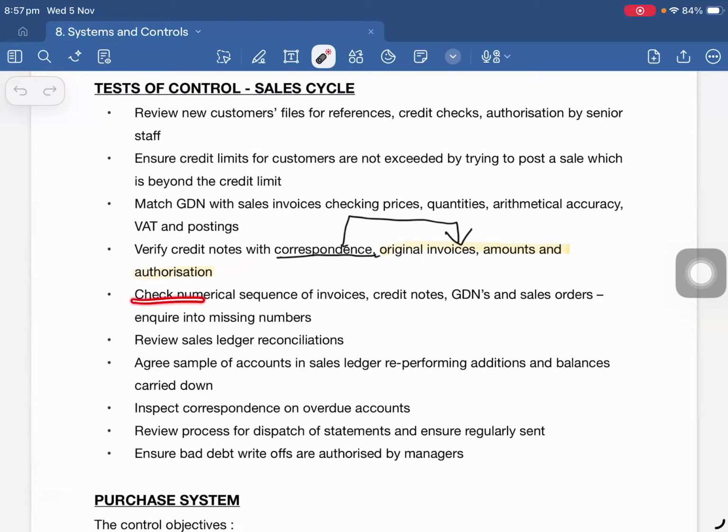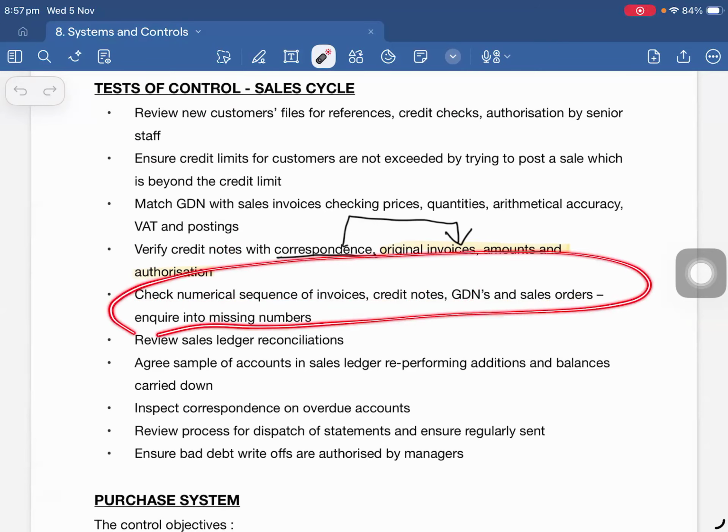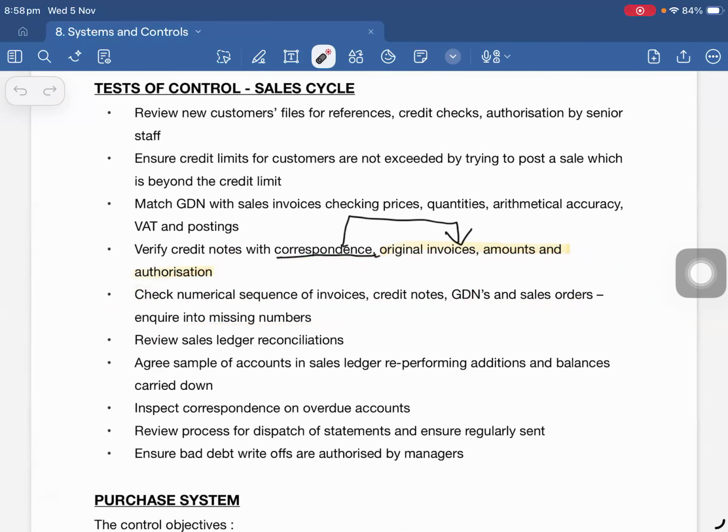And then you're going to see the numerical sequence of the invoices that has been kept, of the credit notes and the GDN and the sales orders. Clear? And these are to ensure that there are no missing numbers between the invoices. Clear? Then you're going to review the sales ledger reconciliation. You're going to take samples of accounts in the ledger. You're going to reperform the additions and you're going to take the balances carried down and calculate it again. Clear?